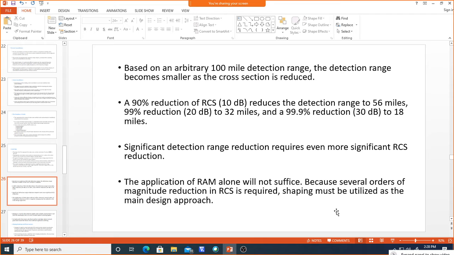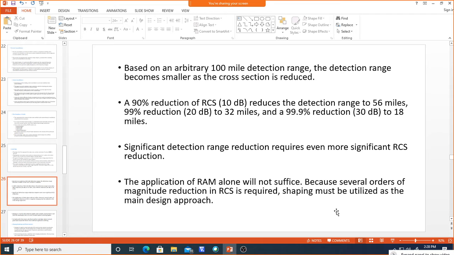Okay, so now significant detection range reduction requires even more significant RCS reduction. So again, whatever the detection range we want, depending upon that, you have to reduce the RCS. So now the application of radar absorbing material alone will not be sufficient, because several orders of magnitude reduction in RCS is required. Even along with the radar absorbing material, shaping must also be the main design approach.